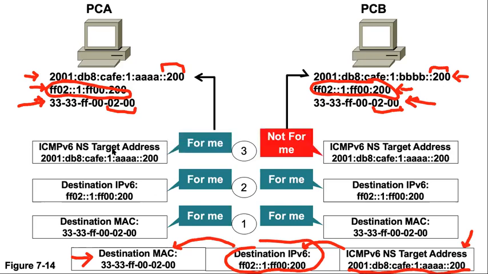They pass it up to their ICMPv6 process, and PCA goes, oh, you're looking for this address here, huh? Well, you know what? That's me. PCB goes, oh, you're looking for this entire IPv6 address? Although the last 24 bits match me, this whole address doesn't match me. So this is not for me. So again, this is only in the rare cases when you have the last 24 bits match between two devices on your network.